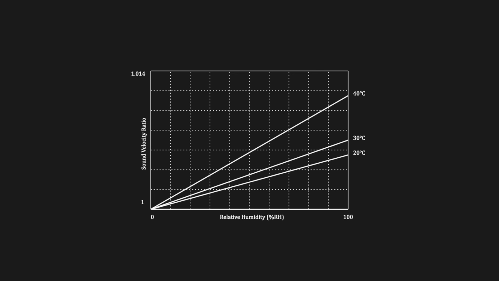As sound travels, it loses energy. This is called attenuation. High frequencies fade more quickly in air. Also, humidity affects sound. Moist air absorbs sound more, but lets it travel faster because it's less dense than dry air.